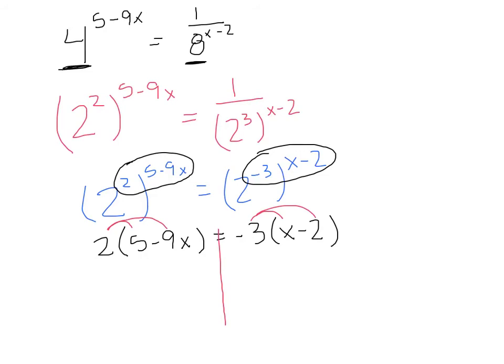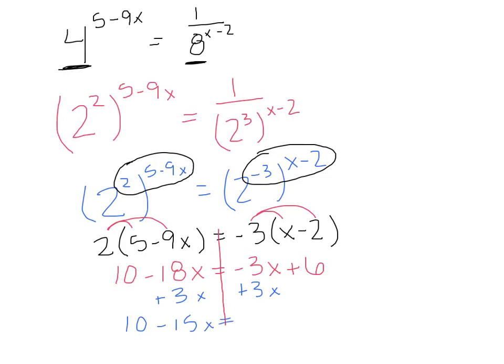Distribute. So we're going to end up with 10 minus 18x equals negative 3x plus 6, because I did not fall for that. Now I'm going to move all my x's to one side and all my numbers to the other side. So I'm going to add 3x to both sides. And so we're going to end up with 10 minus 15x equals 6. Now we're going to subtract 10 from both sides. So we get negative 15x equals negative 4.